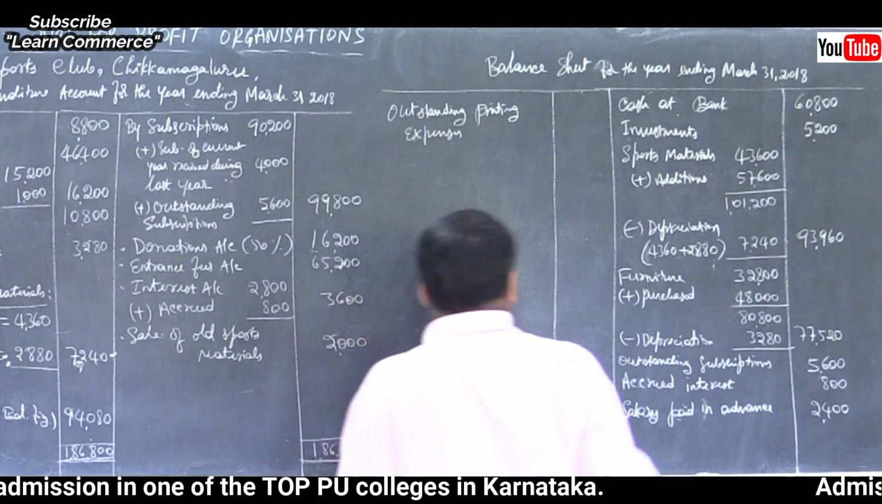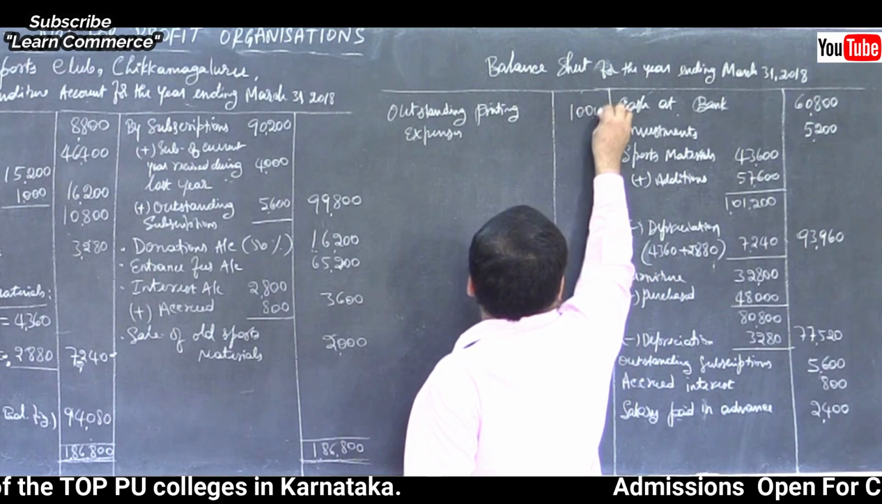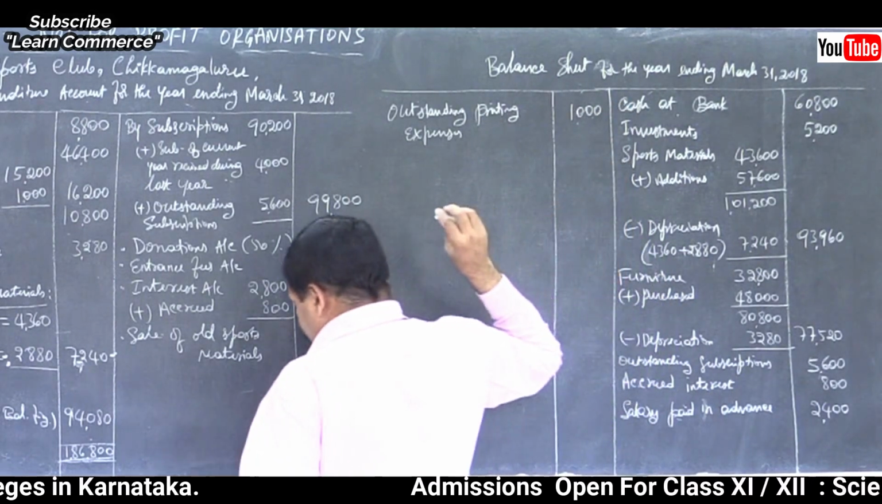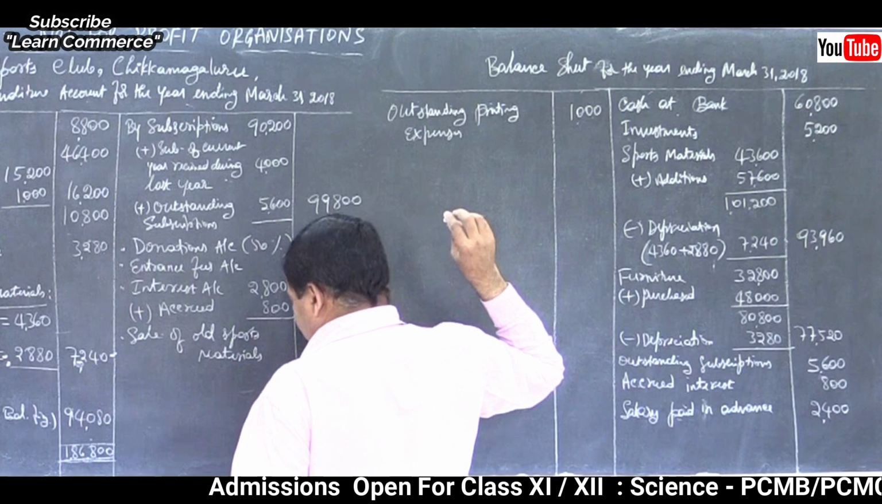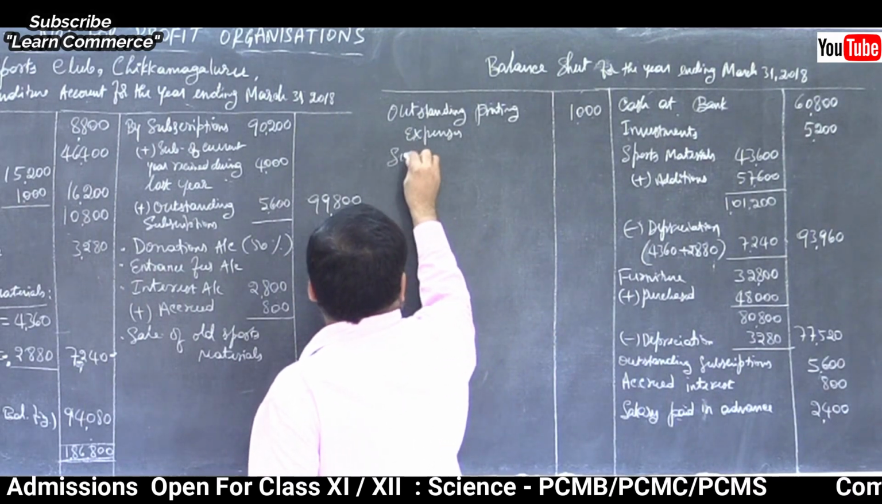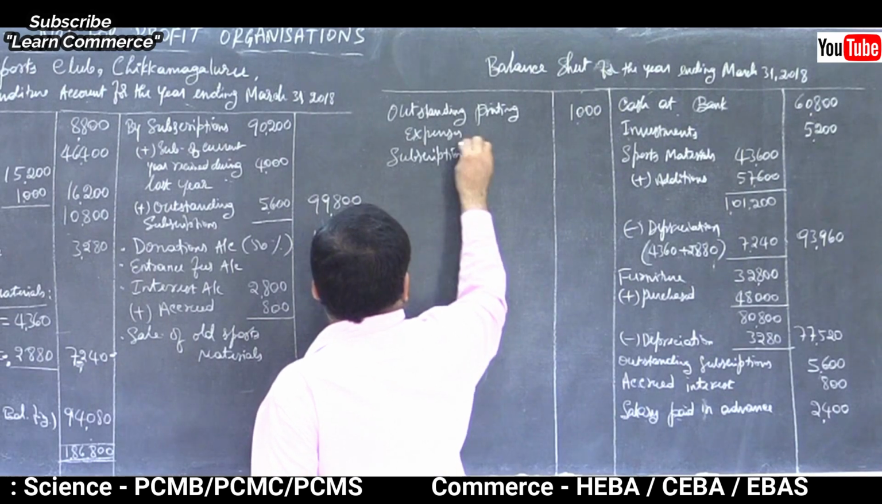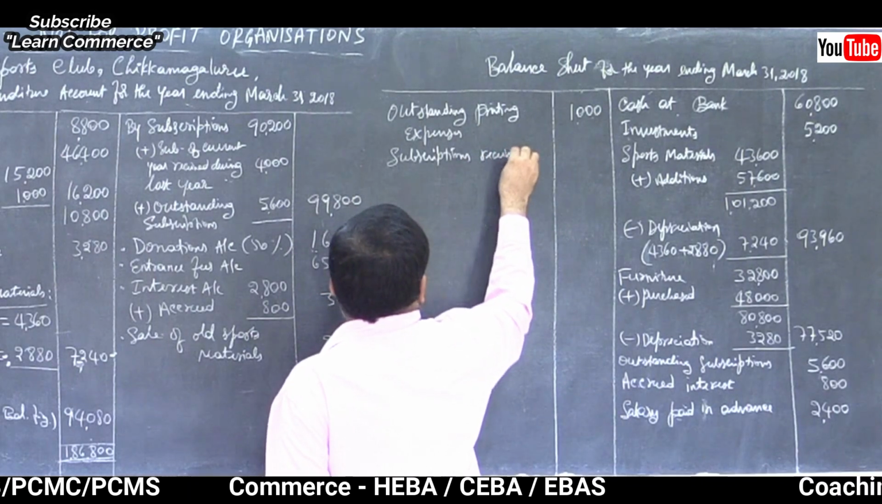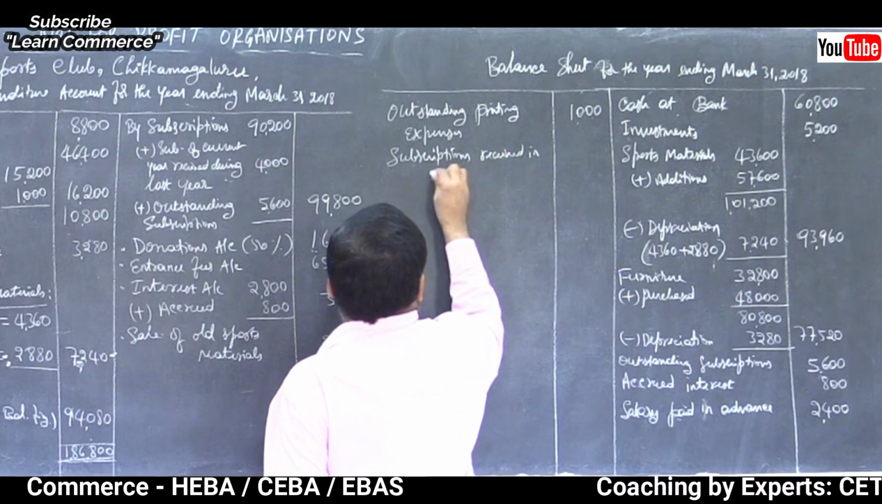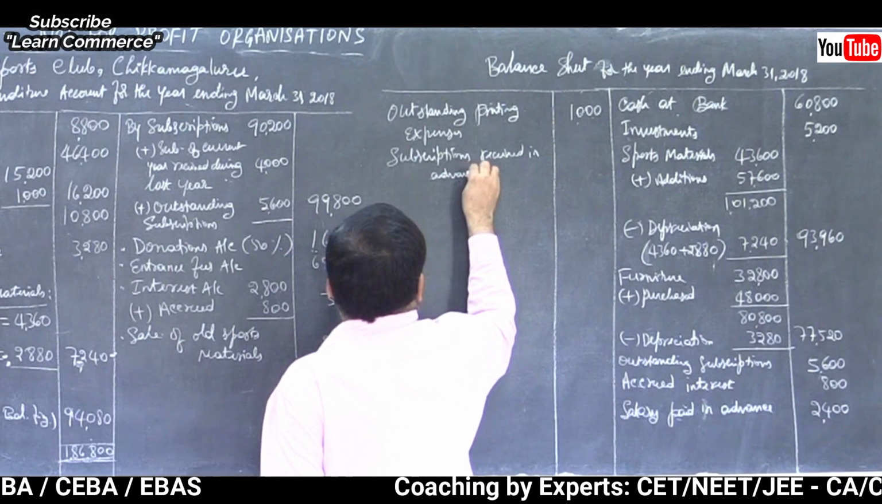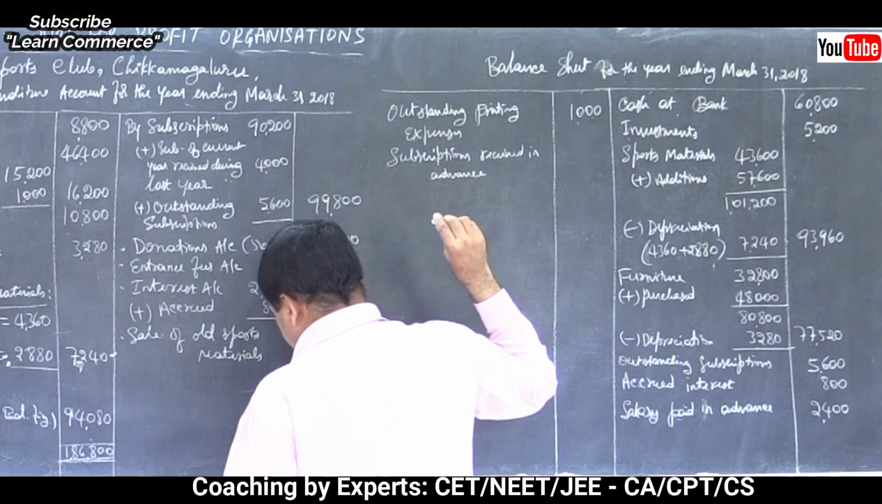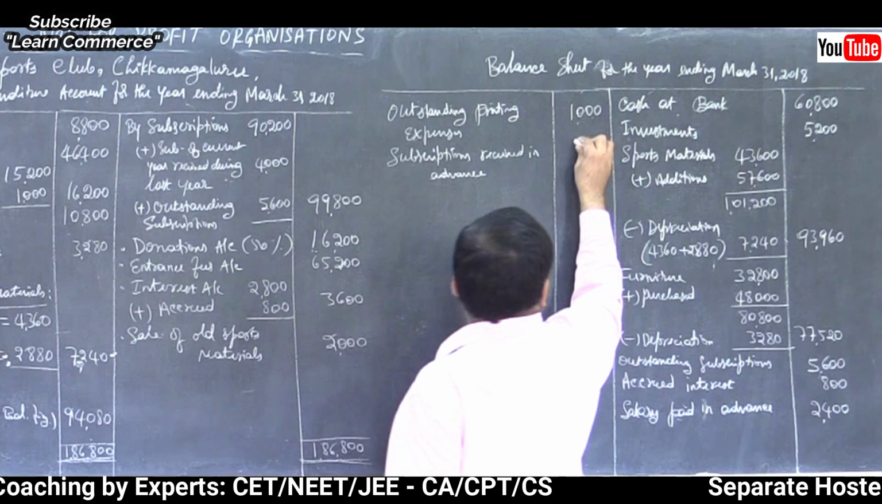Printing expenses 1,000. Subscriptions received in advance 4,200.